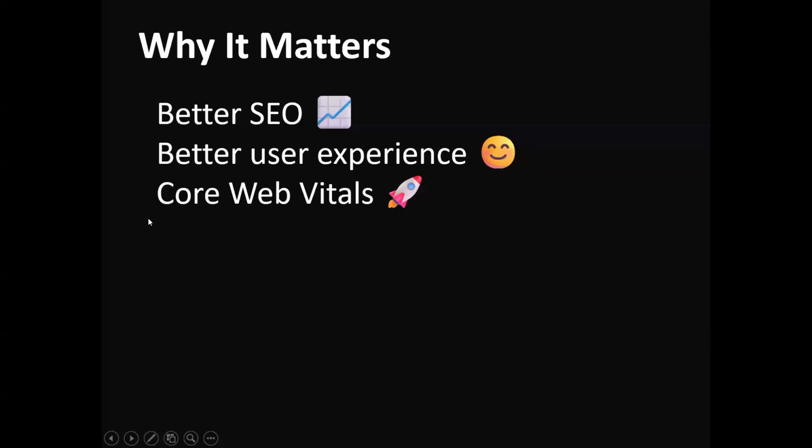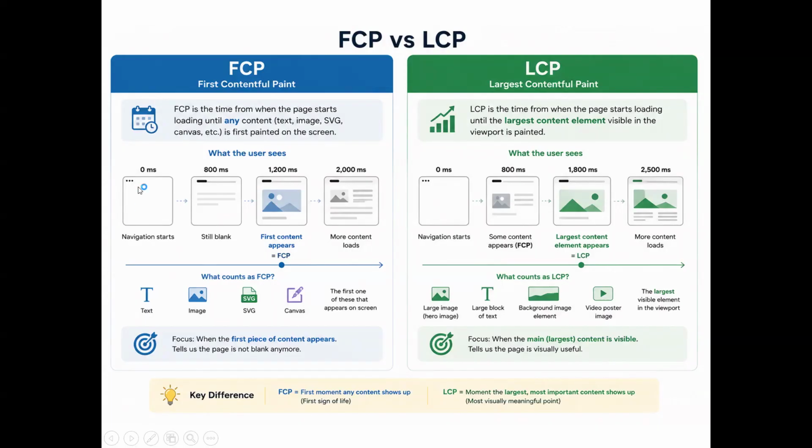For example, here you can see the navigation started, still it's loading, nothing is there, the page is still blank, and then an image appears on the screen. This is the first content that appeared. So First Contentful Paint is 1200 milliseconds. It took 1200 milliseconds for the first content to appear. After that, more content can keep on loading. Basically, the page is not blank anymore. The user can see something.